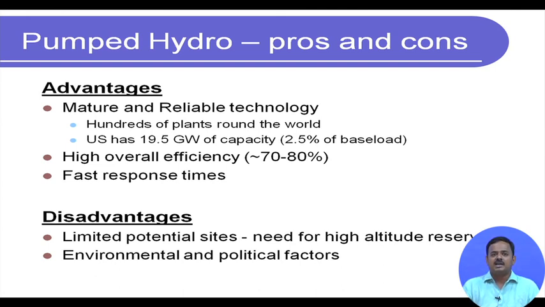All right. What are the disadvantages? The potential sites are limited, because you need a high altitude area. So, you need a high altitude reservoir, so you can only have it where you have hills, okay. And so, you cannot just, for example, in the West Bengal plain, in the Gangetic plain, have a pumped hydro storage plant, right. Environmental and political factors are also there, because just the installation of a power plant, if you have to dig a reservoir, this has some environmental impact. So, these also have to be kept in mind.